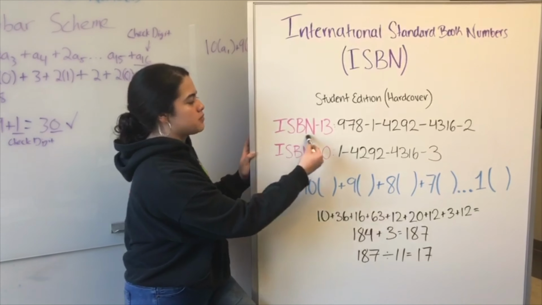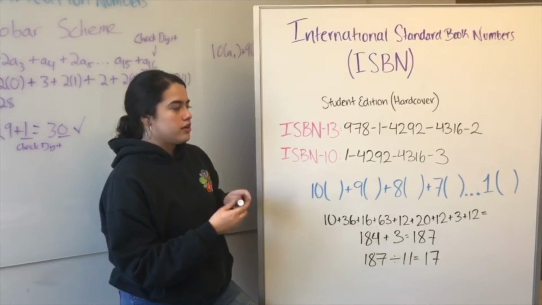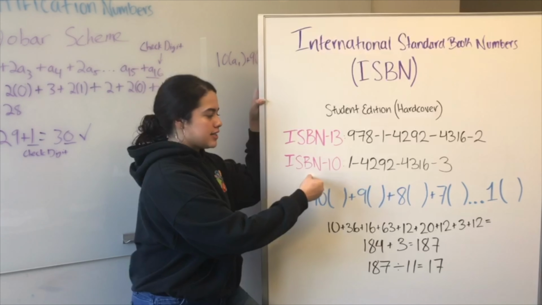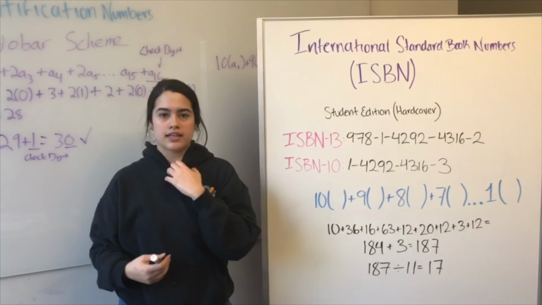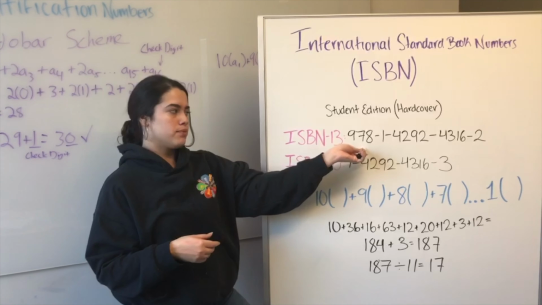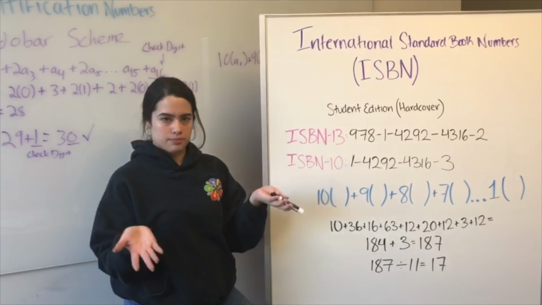If you look at the ISBN 13, you're going to notice that there's an extra set of numbers, which is the 978. What this means is that once they started doing the ISBN 10, they started to see that they were running out of numbers for identification, so they started to add more numbers, and this is just for the purpose of identification, even more identification.